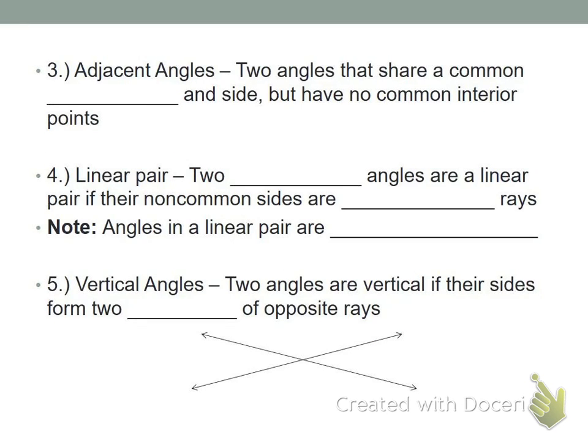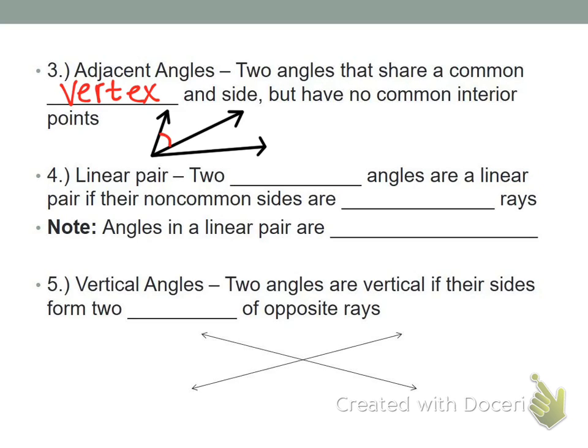Adjacent angles: two angles that share a common vertex and side, but have no common interior points. Meaning they are just right next to each other. They don't overlap each other. So we technically have seen a couple pictures of that on the previous slide. But these would be considered adjacent angles.